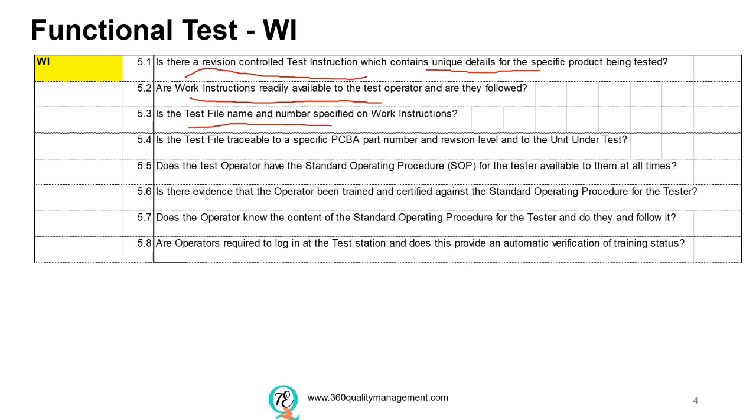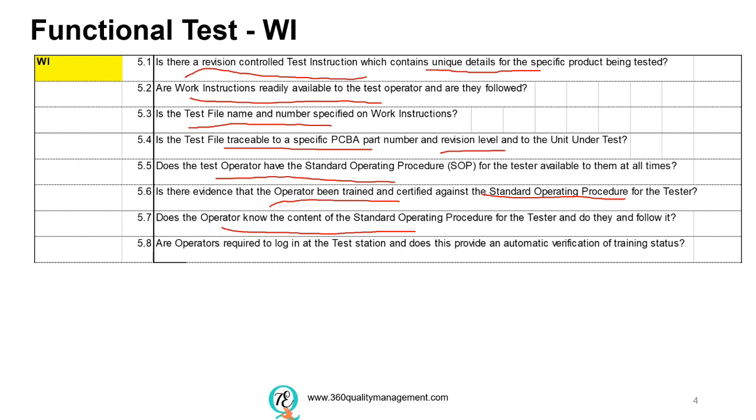You want to check also if the test program file name and the number are also specified in the work instruction itself, and the test file is traceable to a PCBA part number and the revision level, and the test operator has a standard operating procedure for the tester available to them at all times on how to operate the hardware or the test equipment itself, and the operator must be trained and certified against the SOP of the tester, and the operator must be interviewed.